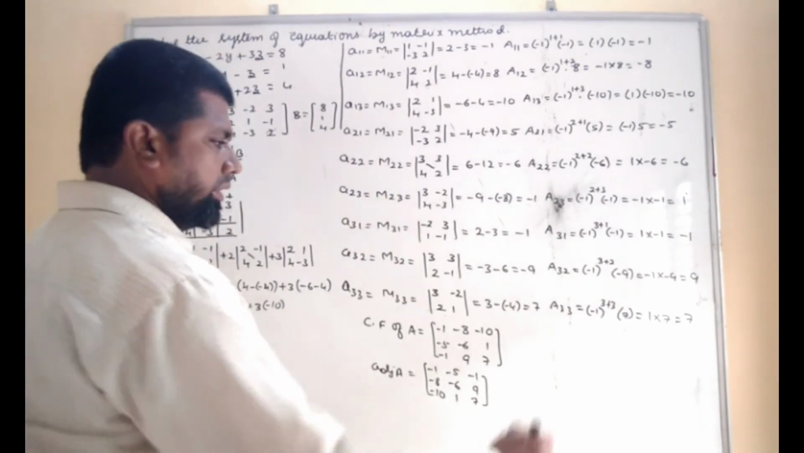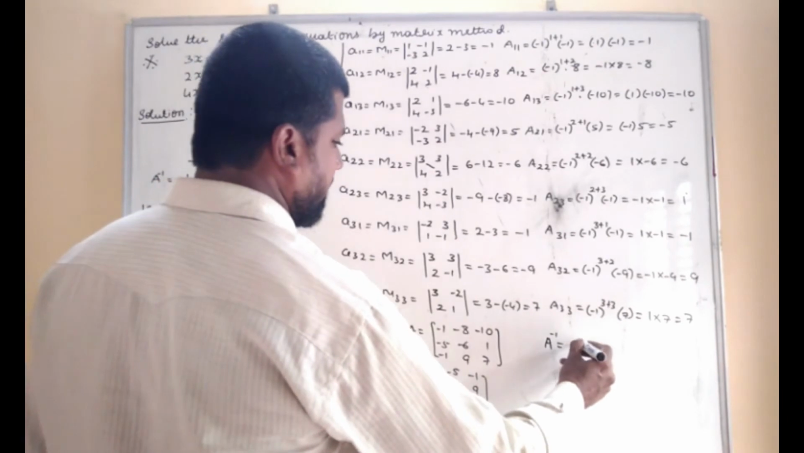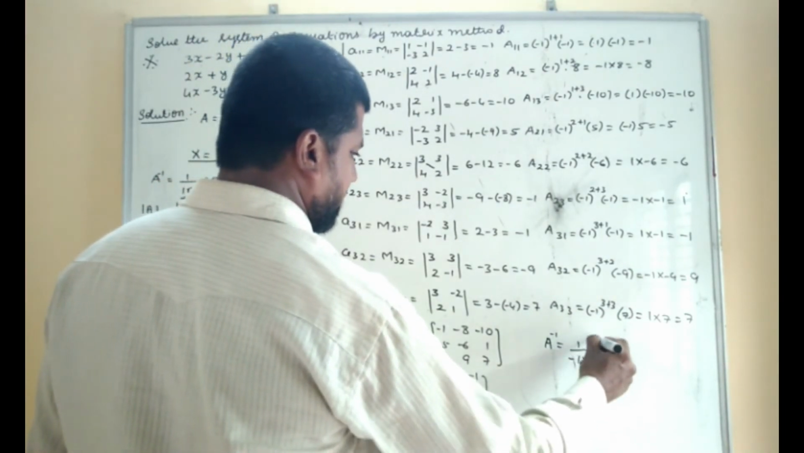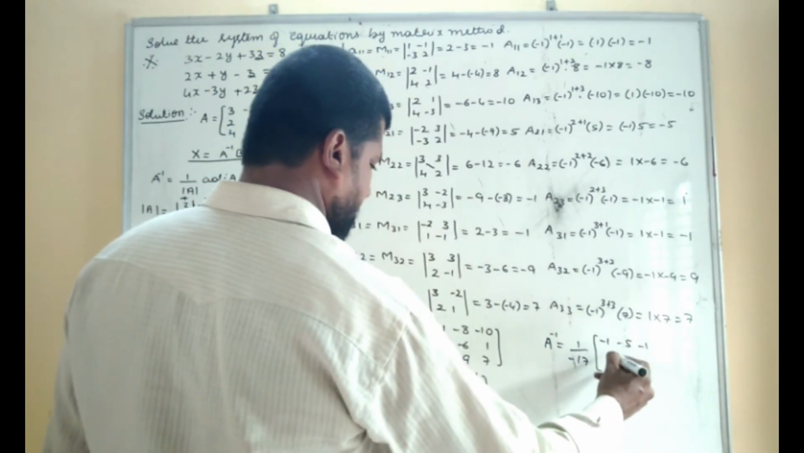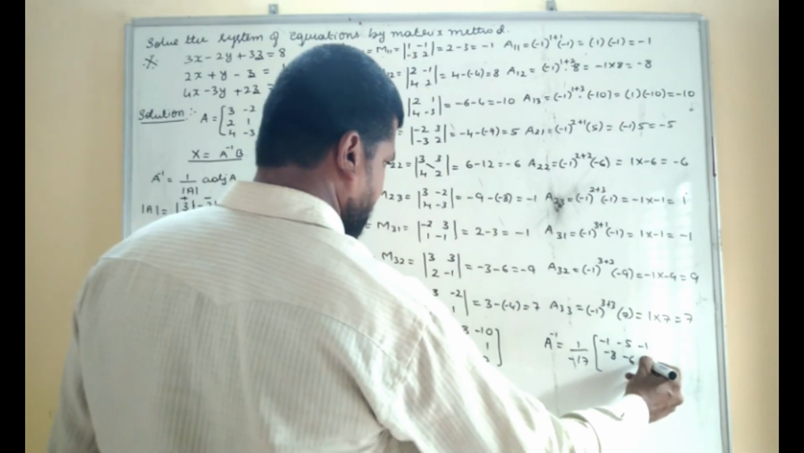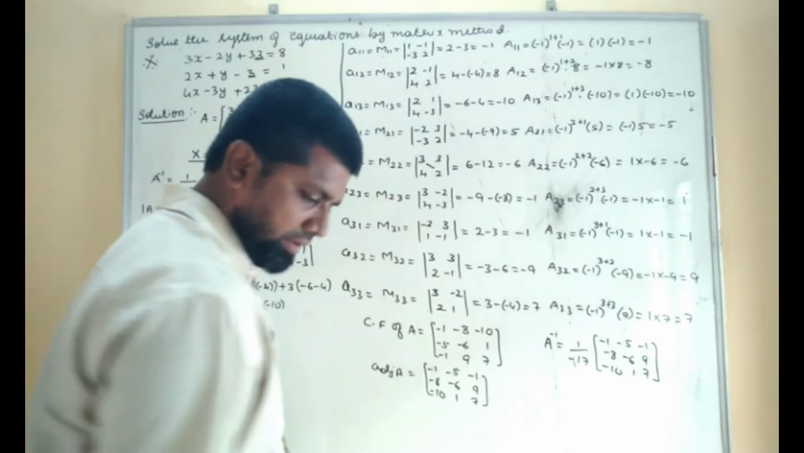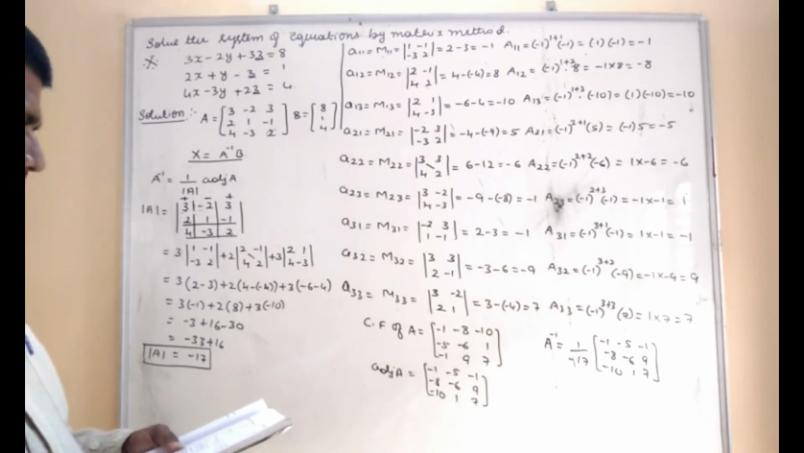So we got the inverse. A inverse is equal to 1 by minus 17 into minus 1, minus 5, minus 1, then minus 8, minus 6, 9, then minus 10, 1, 7. This is the inverse we got.